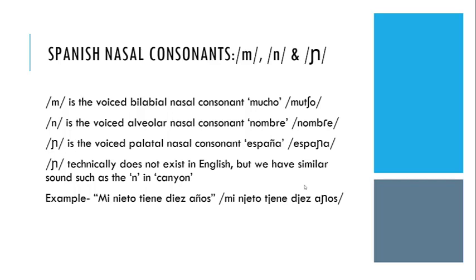Finally, we have the sound ñ, which is the voiced palatal nasal consonant, and is pronounced by raising your tongue on your hard palate, allowing air to pass through your nose, and making noise with your vocal cords. This sound corresponds to the Spanish letter ñ, which is the N with the tilde. There's technically no ñ sound in English, although we do have a similar sound in some words such as the N in canyon. An example of a word with this sound in Spanish is España.